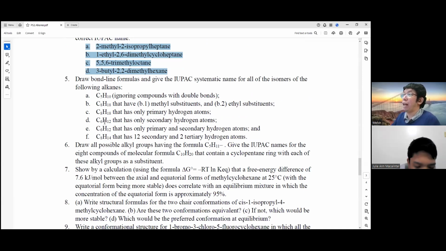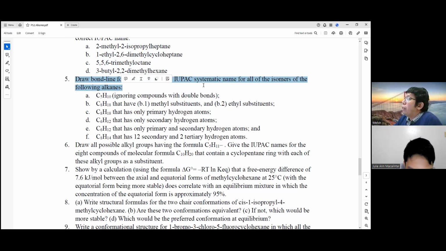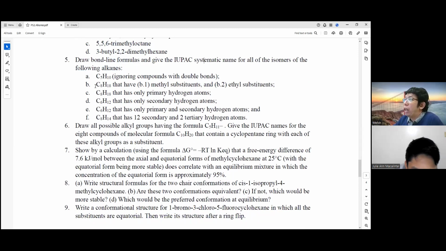Good. So for number 5, we won't do everything yet, because there's a lot. Actually, number 5 is huge. It's a bit long, no? We'll just do it letter by letter. Let's start first with A. 5A first. So, what do you need to do here in number 5? For number 5, draw all the bond line formulas and give the IUPAC systematic name for all of the isomers of the following alkene. So, A to F, you have a formula. For example, for letter A, C5H10, you need to draw all the alkene isomers there and give their IUPAC names. Then for letter A, you ignore compounds with double bonds, since we're not yet tackling or discussing alkenes. So what you need to propose are all isomers of C5H10 having all single bonds.